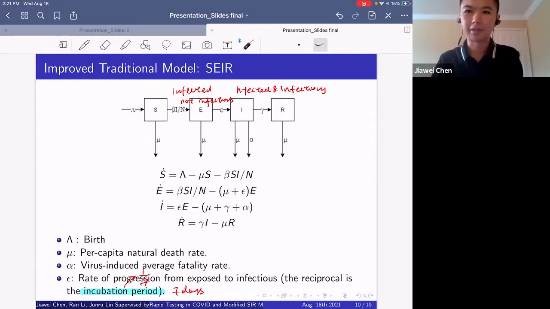Okay, there's another question in the chat. Not clear the difference between E and I, destroying sets. So E and I together makes up the original I in the SIR. So here E is just the not infectious yet. That's the most important part. They may or may not have symptoms. Yes, thank you for the correction.